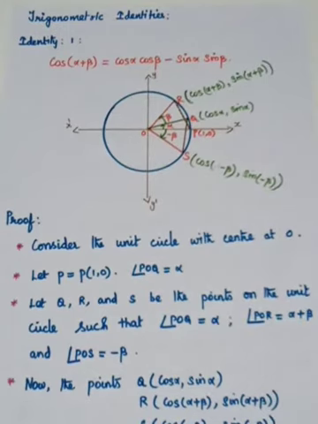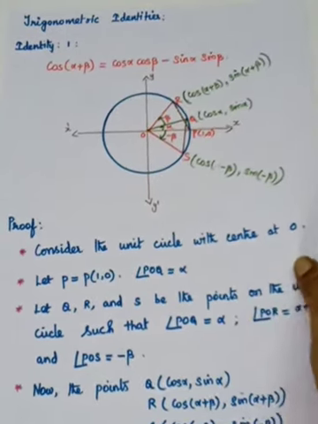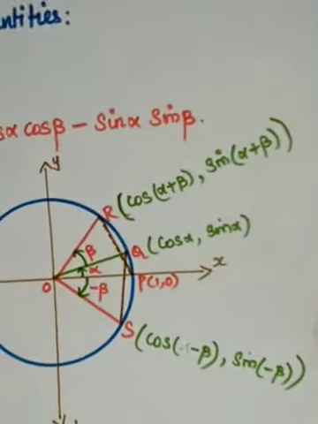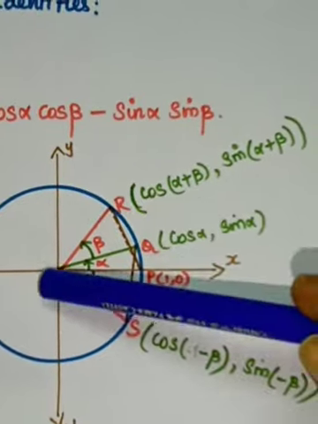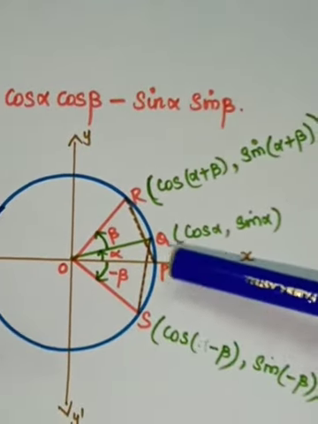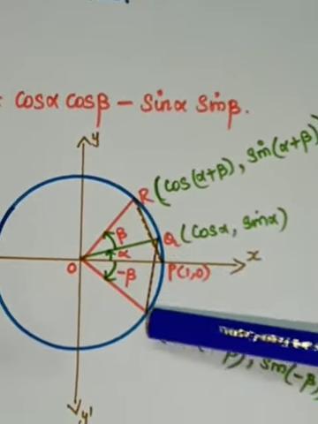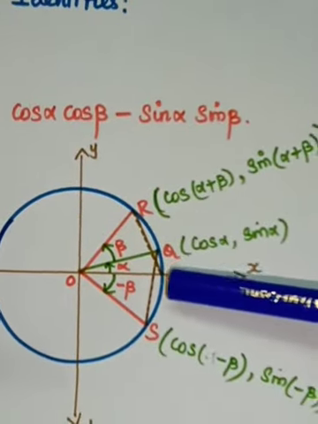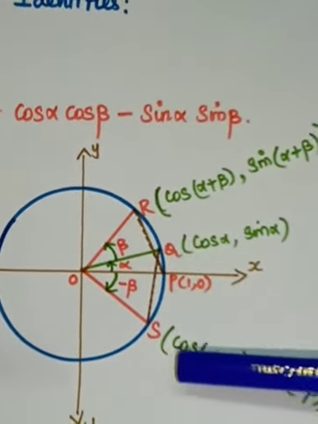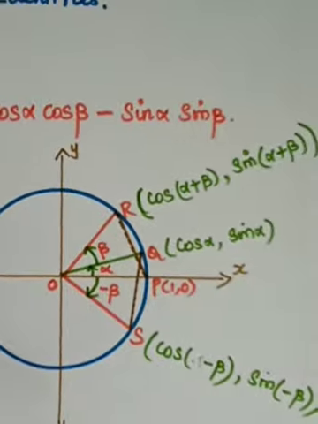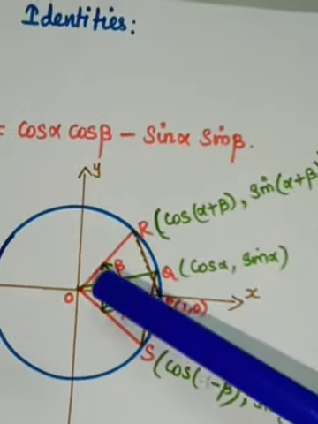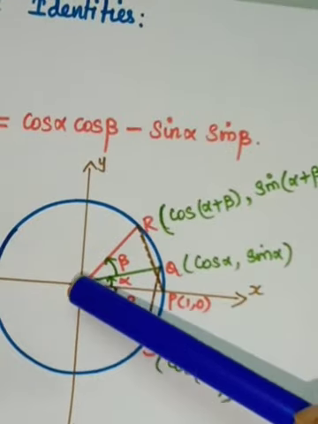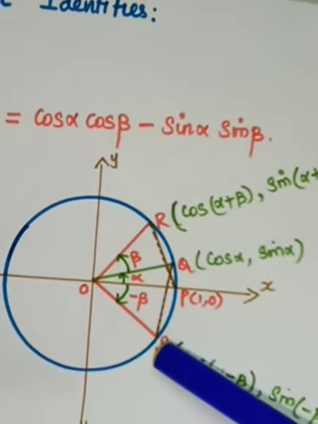Now you are going to consider two triangles. What are the triangles you are going to consider? One is POR, another one is QOS, or SOQ. You see, POR and SOQ are congruent. Why is it so? You see that OR is a radius, and here also OS is a radius. Both are the same.